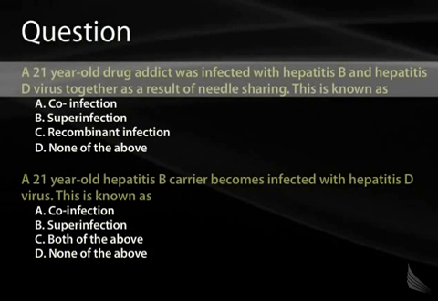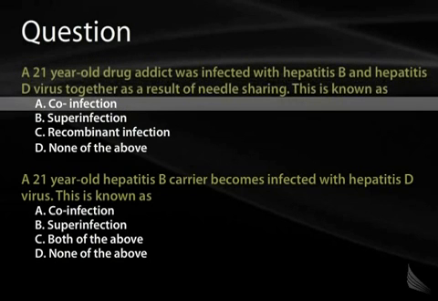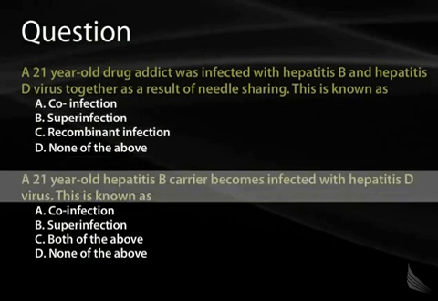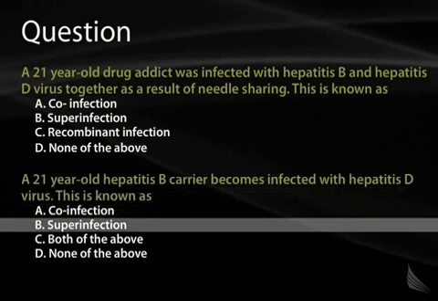Question. A 21-year-old drug addict was infected with hepatitis B and hepatitis D virus together as a result of needle sharing. This is known as co-infection. Superinfection is when you have pre-existing hepatitis B and then have hepatitis D on top of that. Recombinant infection is not a term we use with these viruses. Next question. A 21-year-old hepatitis B carrier becomes infected with hepatitis D virus. This is known as superinfection, as discussed above.